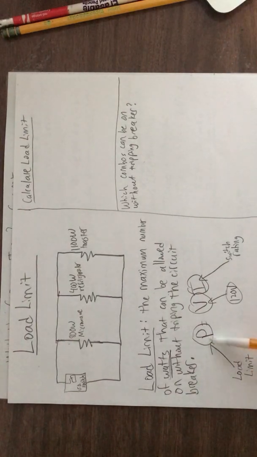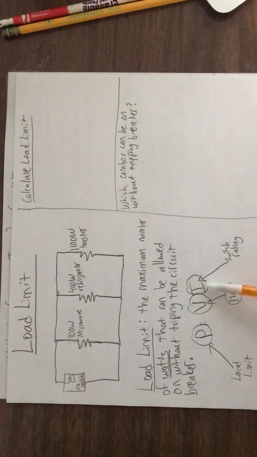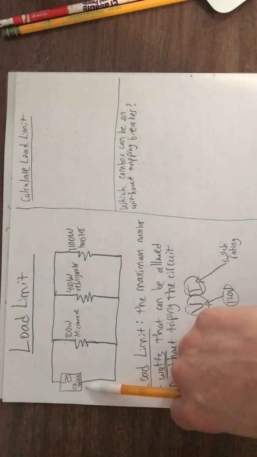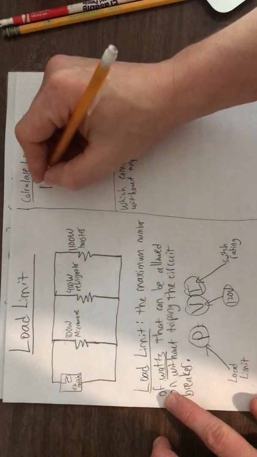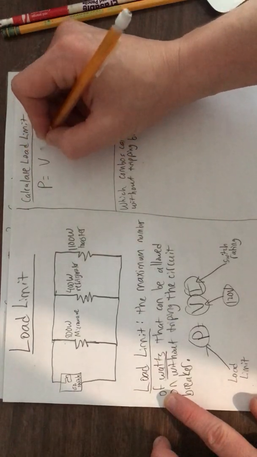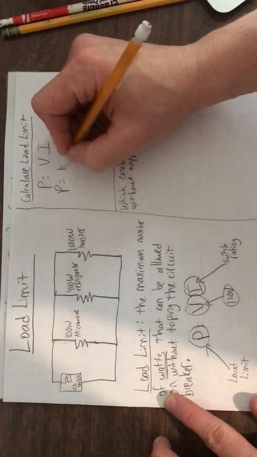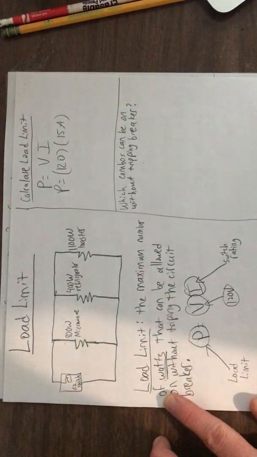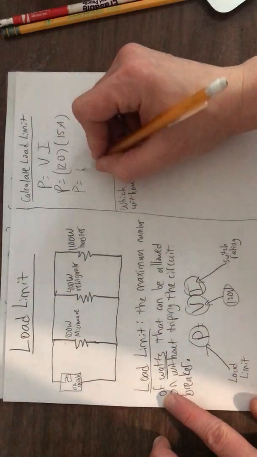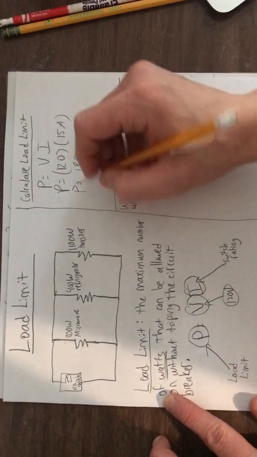Now, how do we calculate the load limit? It's V times I, okay? V is always going to be our household voltage, 120 volts, and I is the maximum number of amps that we're allowed, which is the switch rating. So here we have a 15 amp switch, so I'm going to calculate load limit. Load limit is P. So I'm going to use P equals VI, 120 for volts, and I is going to be 15 amps because that's what our switch is. So the load limit, when you multiply those two, you get 1800 watts.